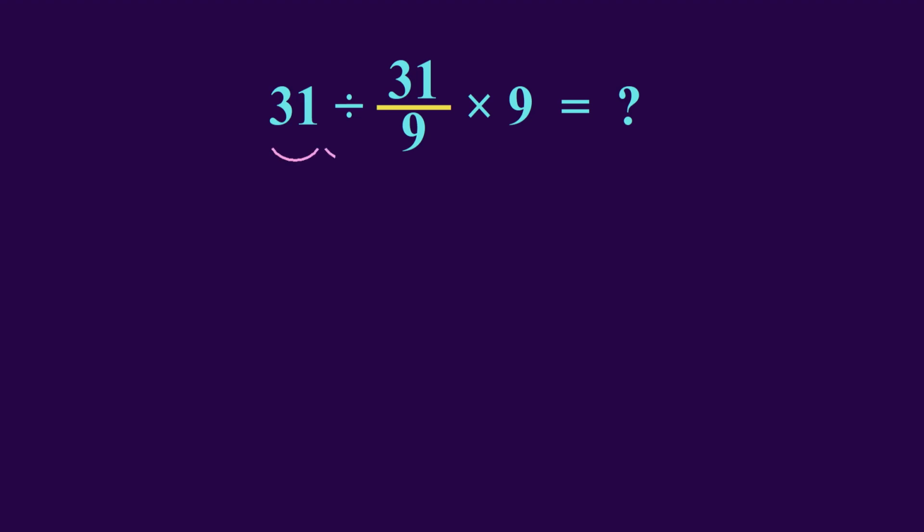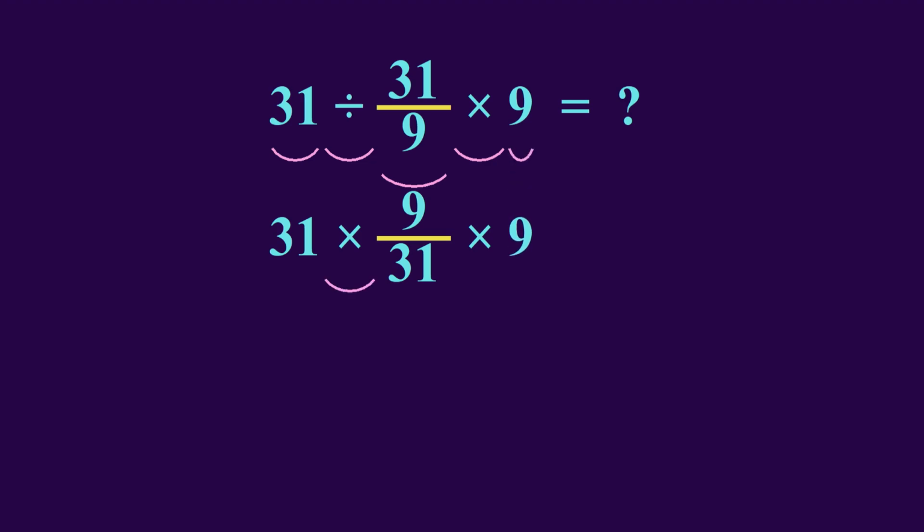31 divided by 31 over 9. To do this division, write down the 31, then change division to multiplication and flip this fraction to 9 over 31. And here again we have times 9. Now we have this new problem. First we do this multiplication.